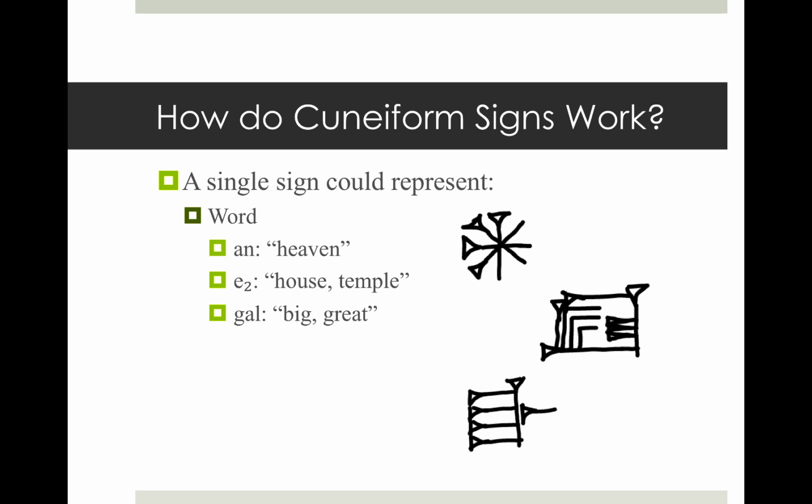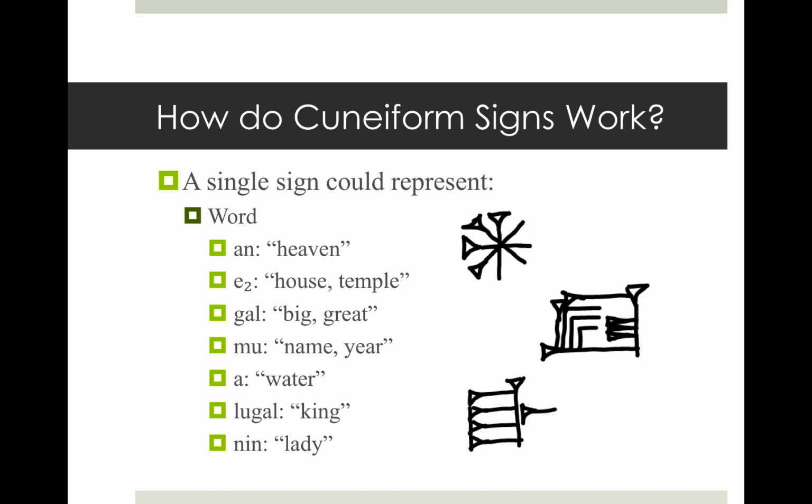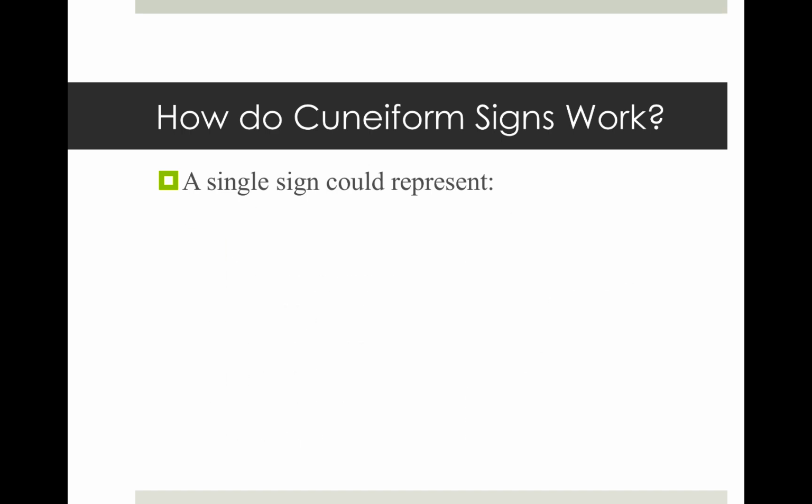And so, the sign can just represent a single word. Other words are mu, which can mean name or year or a text. A, so water. Lugal, which means king. Nin, lady. So it can represent a word. However, a single sign can also represent a syllable.